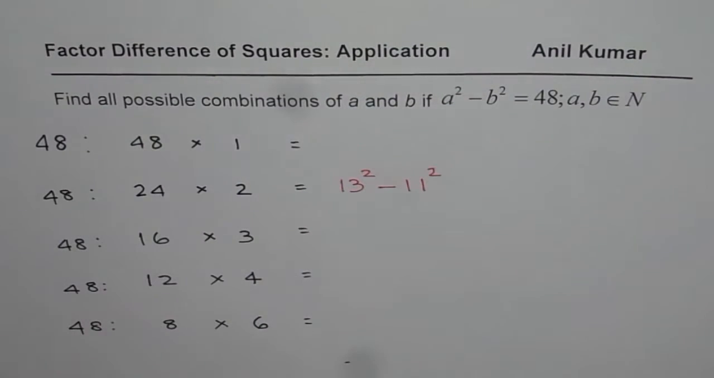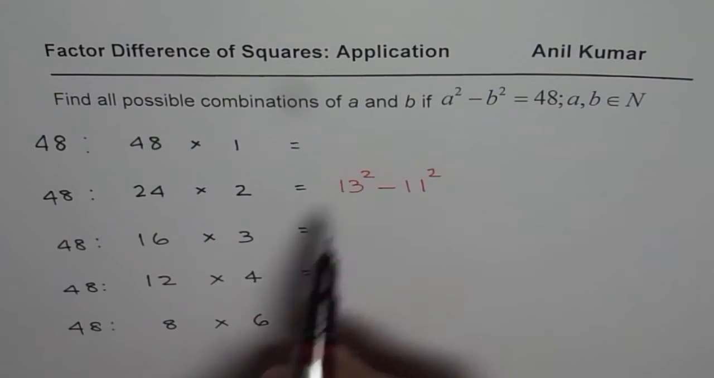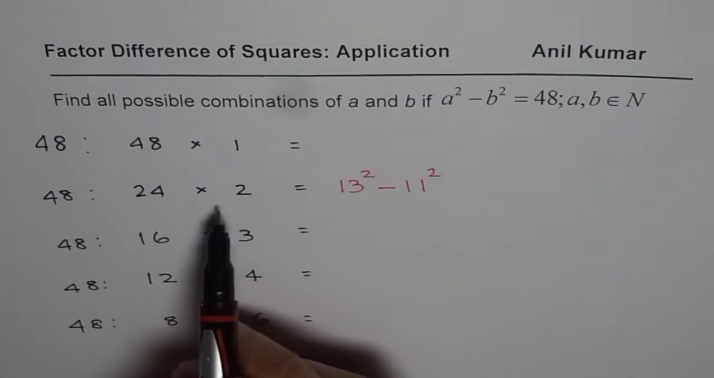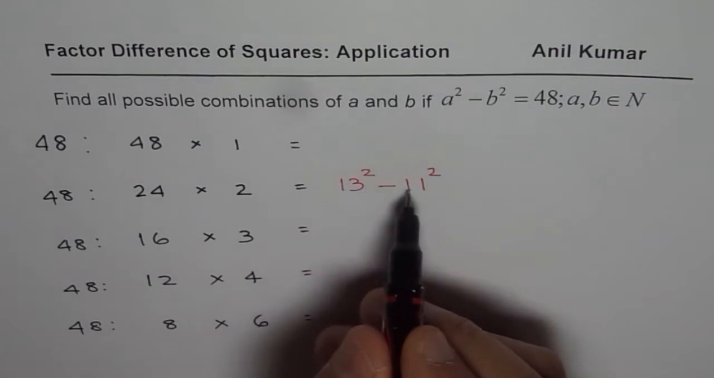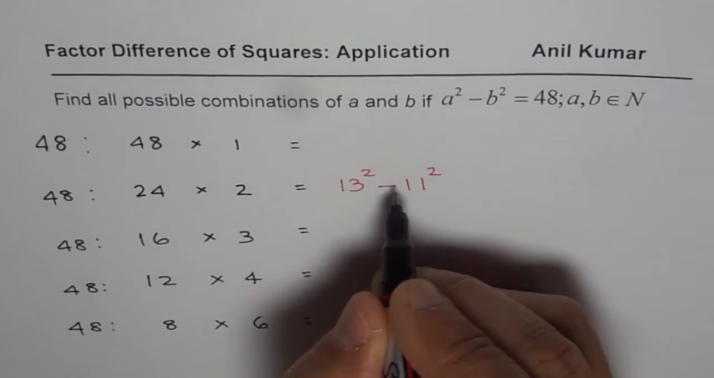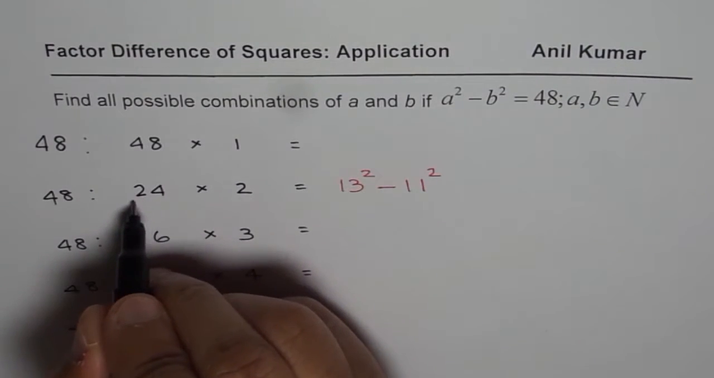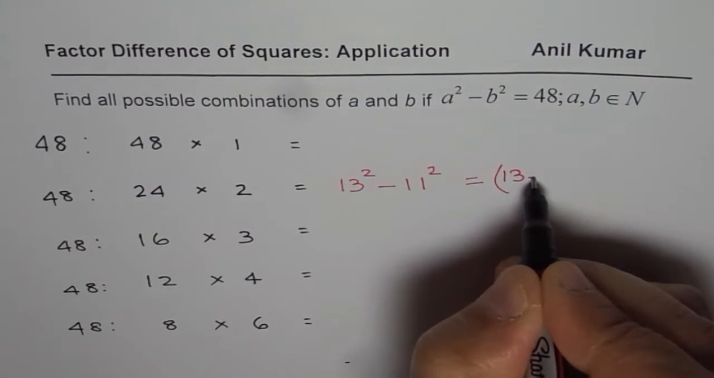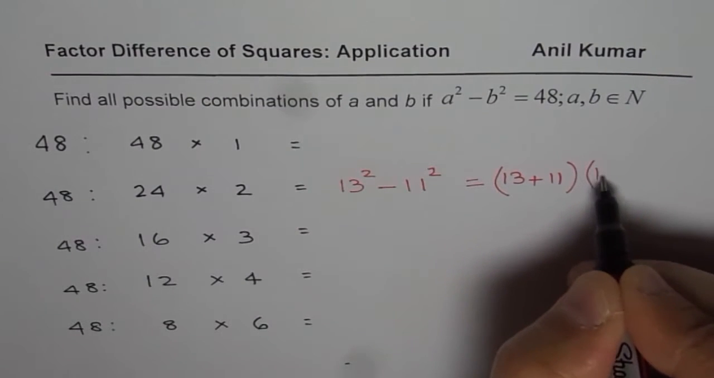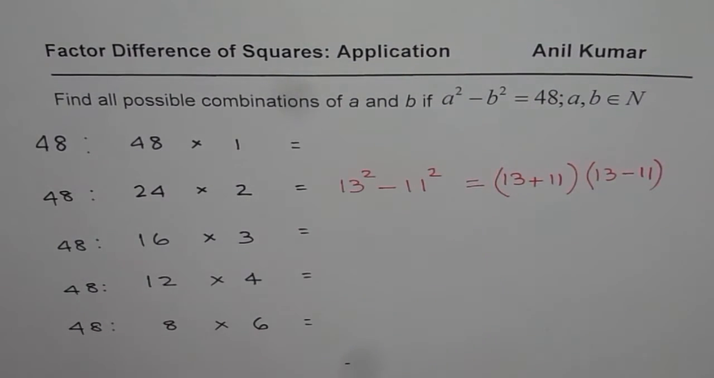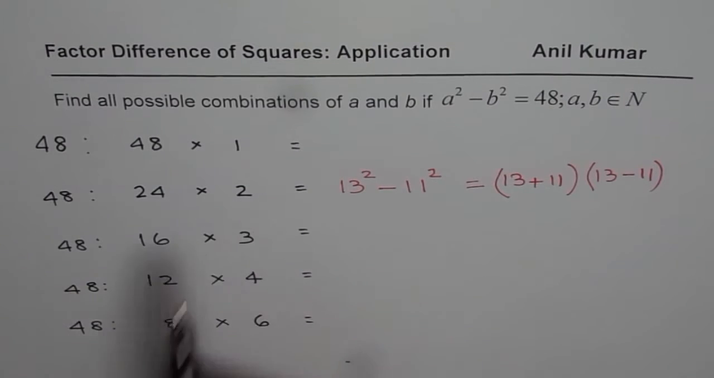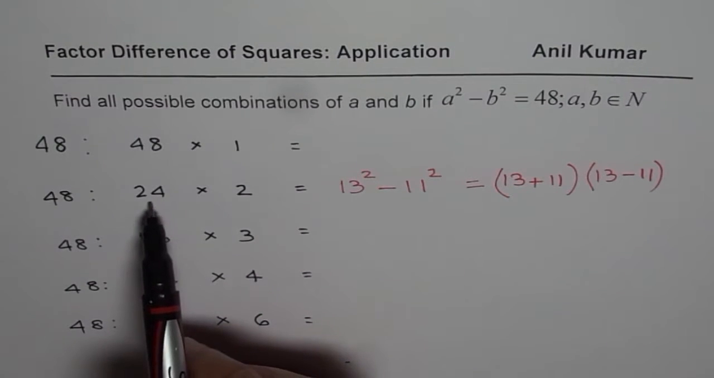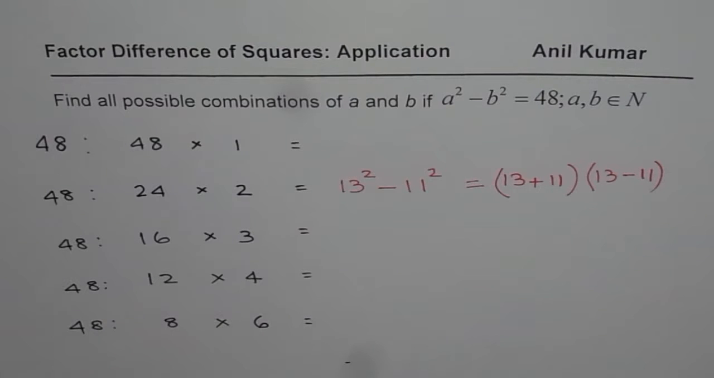Now this is a very tricky part. How did I get 13? I got 13 by adding 24 and 2 and then dividing by 2. Basically what I'm trying to say here is that I could write 24 and 2 as 13 plus 11 times 13 minus 11. Now I think the strategy will be slightly more clear. 13 minus 11 is 2 and 13 plus 11 is 24. You get the idea, right? We'll do another example.